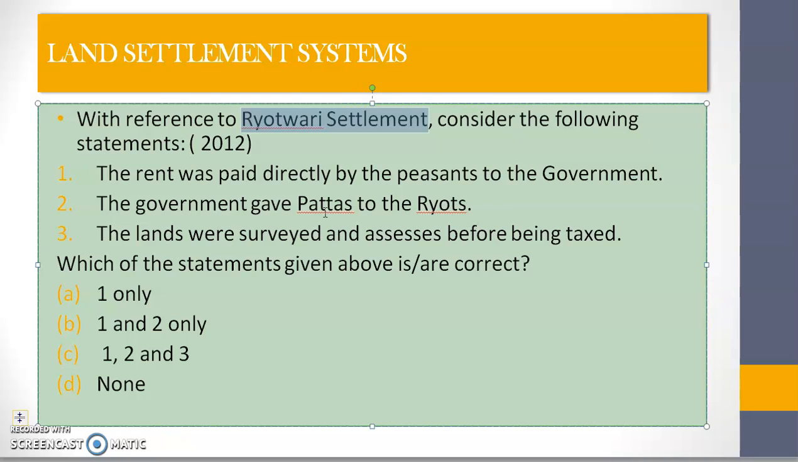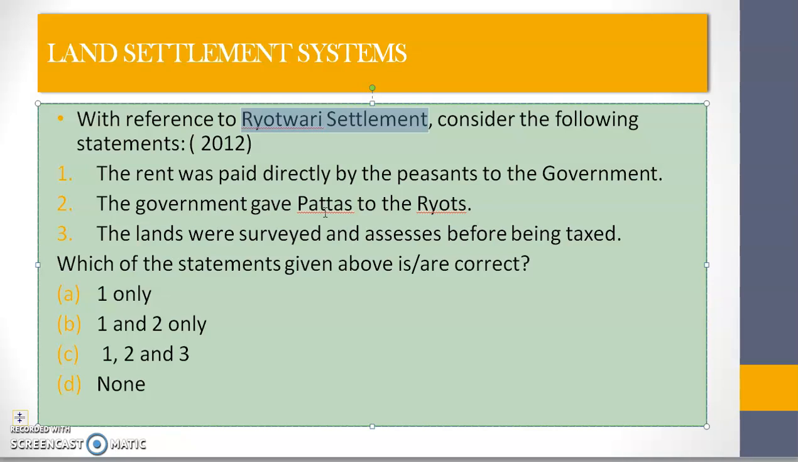At the same time, this Ryotwari settlement promoted differentiation within the peasantry because there was the emergence of an affluent group of big landlords who controlled large farms and leased out surplus lands to landless tenants and sharecroppers. So these are some of the problems associated with the Ryotwari settlement.